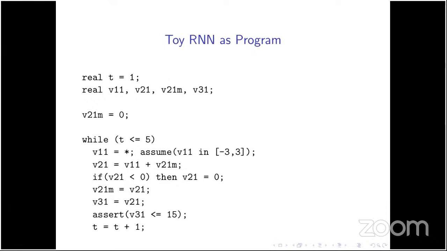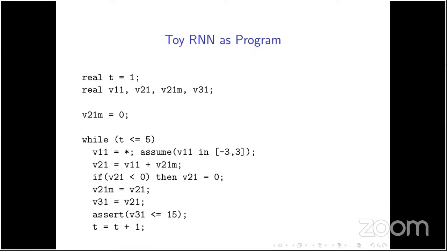So can you argue that V21M less than or equal to 3 times T minus 1 is an inductive invariant? This is the exercise that we are trying to do. Anyone? Because V21M is initially 0, and since T is initially 1, it holds initially. Correct. And at each point we are adding something less than or equal to 3 to V21M. So when T goes to T plus 1, V21M will at most go to V21M plus 3, and that will give us the inductive condition. Correct.